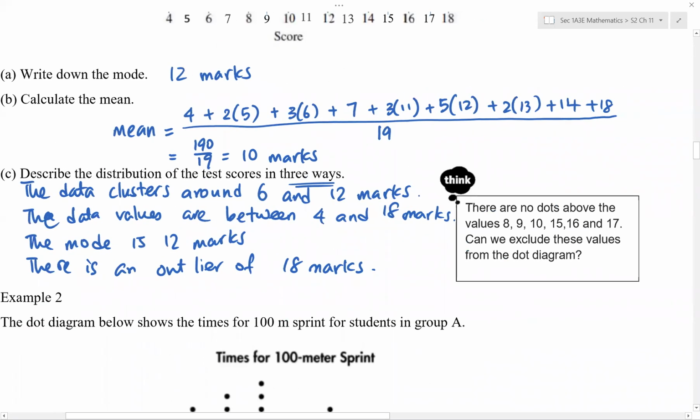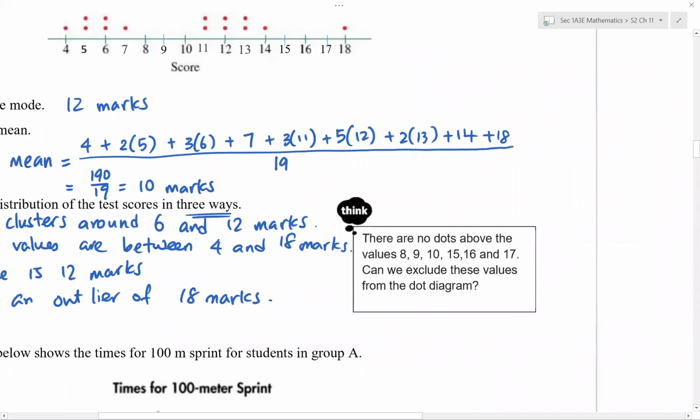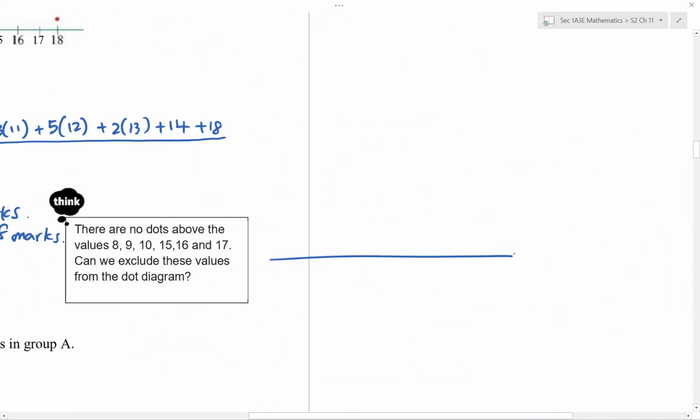So think about this question. There are no dots above the values 8, 9, 10, 15, 16, and 17. Can we exclude these values from the dot diagram? Meaning, can our dot diagram look like this? So 4, 5, 6, 7. So we exclude 8, 9, 10. We move on to 11, 12, 13, 14, as well as 18.